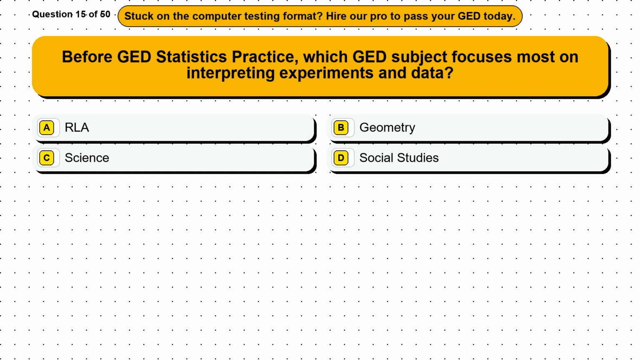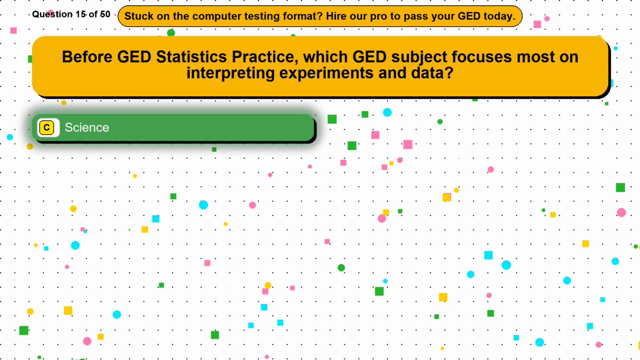Question 15. Before GED Statistics Practice, which GED subject focuses most on interpreting experiments and data? Option A, RLA. Option B, geometry. Option C, science. Option D, social studies. The correct answer is option C.